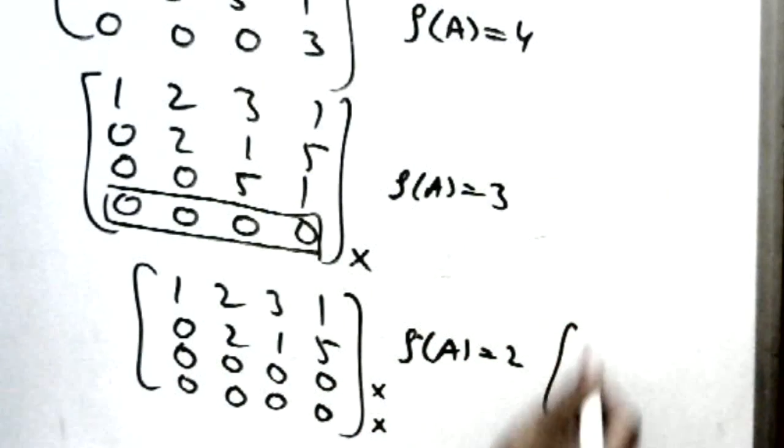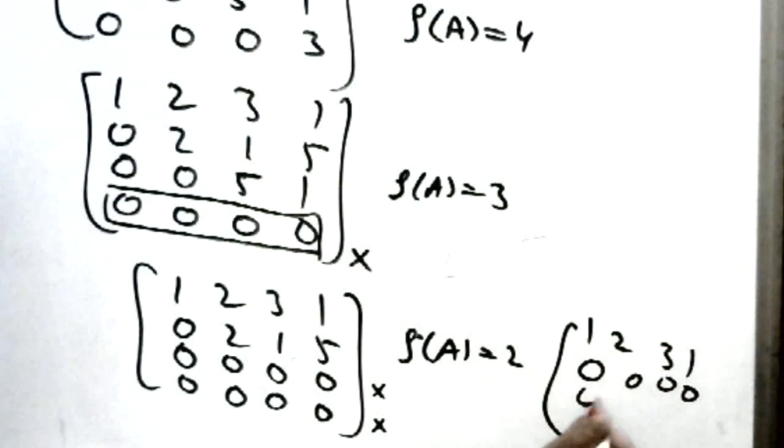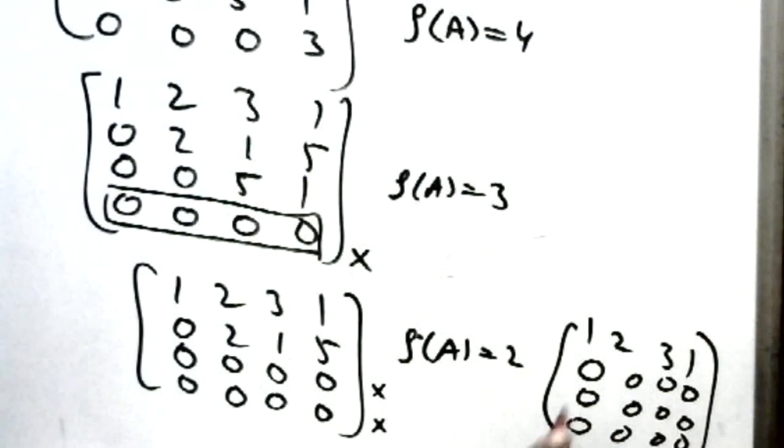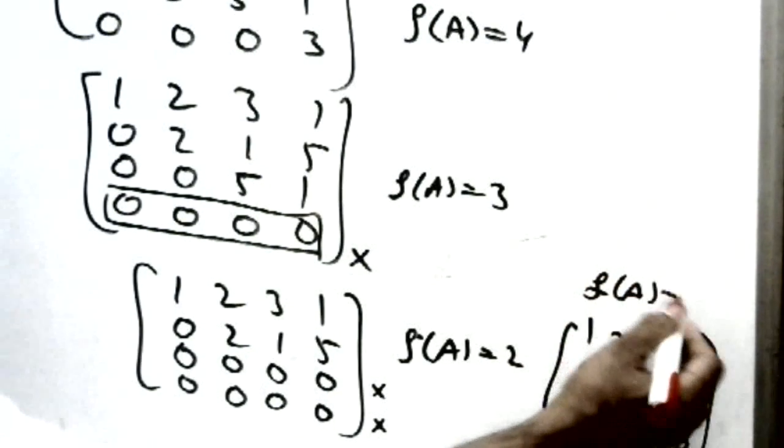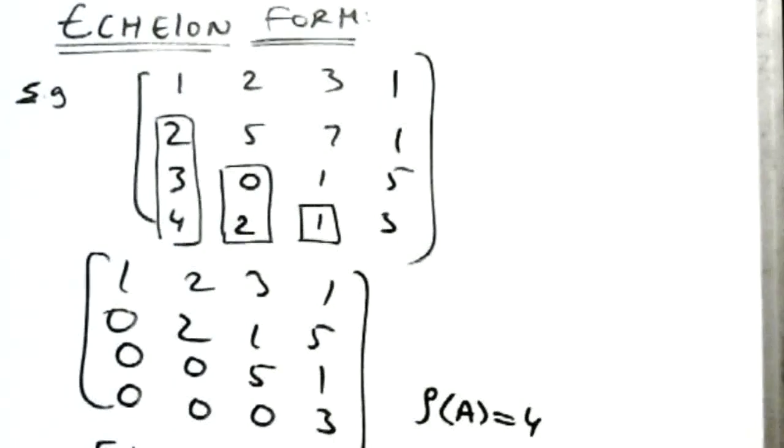And sometimes this also becomes 0, like this. Suppose 1 2 3 1, and then all zeros in the remaining rows. So the rank will be 1. Rank of A will be 1. So this is the method of finding the rank by using the equivalent method.